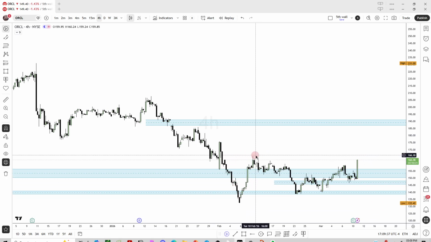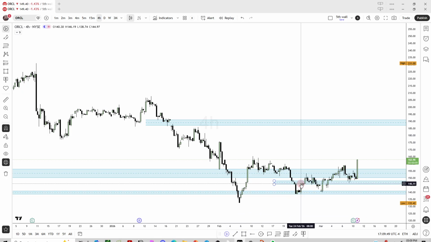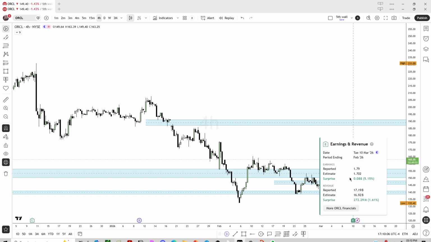Market structure shift here. Pull back. Balance price range here. Didn't pull all the way back down, but inverted bearish fair value gap here. Run up. Market structure shift here pretty much with these relative equal highs. Pull back. Inverted bullish fair value gap here. Boom. And then we had earnings today.